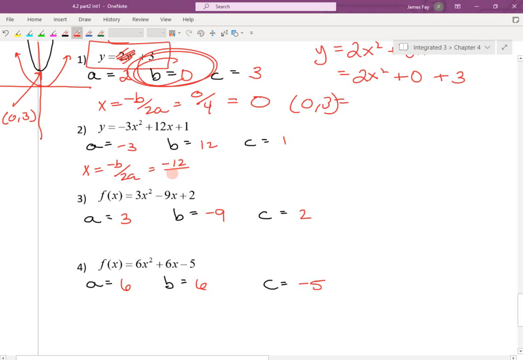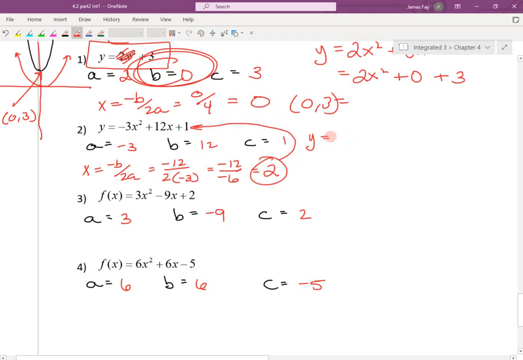Negative 12, and then 2 times a would be... okay, so negative 12 divided by negative 6 gives us what? 2. So the x coordinate is at 2. Okay, now I've got to find the y coordinate, right? So I'm going to take that and plug it back in for the x's there.